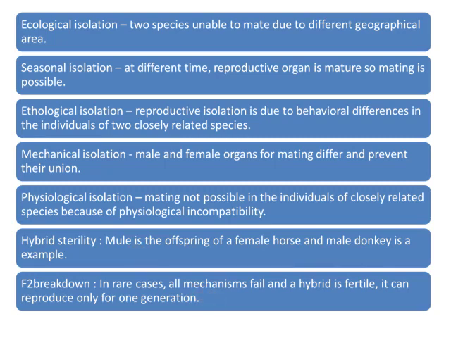And at the end, the seventh type is called F2 breakdown. It is a very rare case in which all the mechanisms fail and a hybrid is fertile. It can reproduce only for one generation. The next generation cannot reproduce their own offspring.